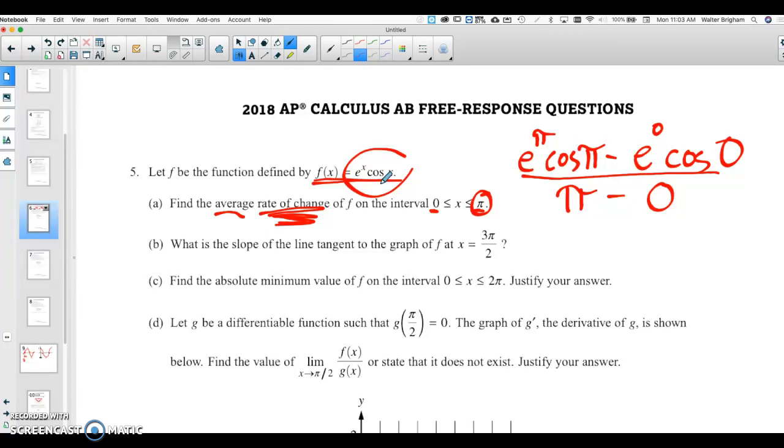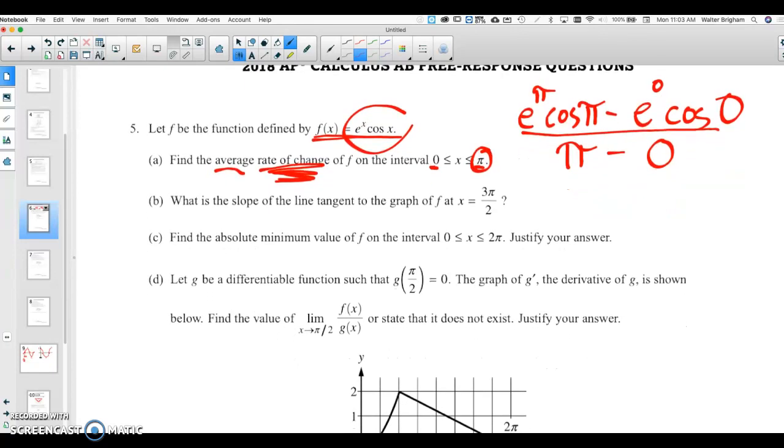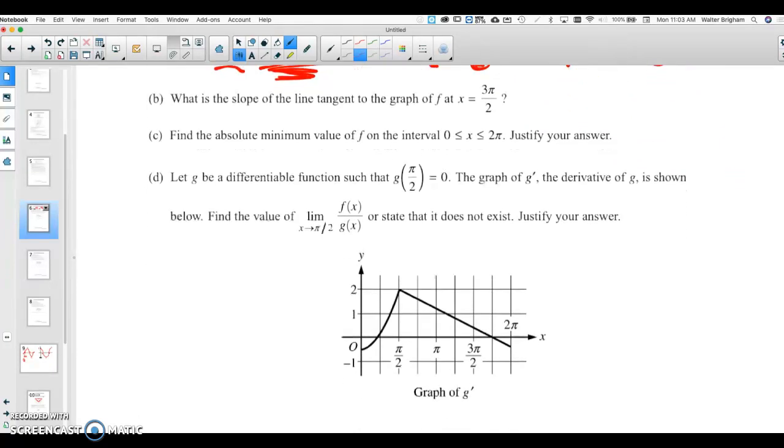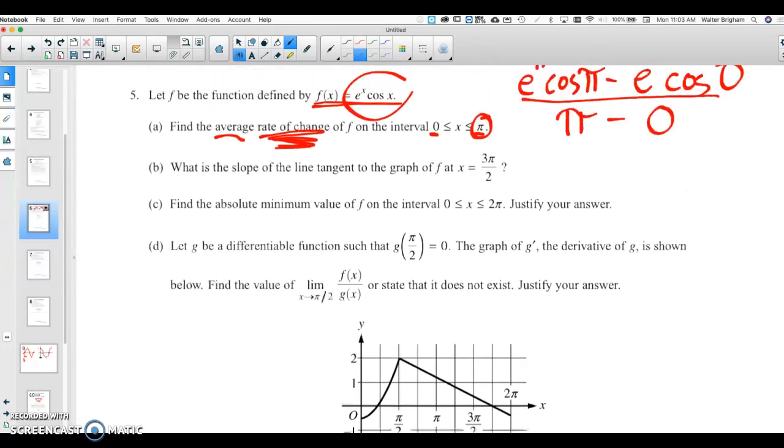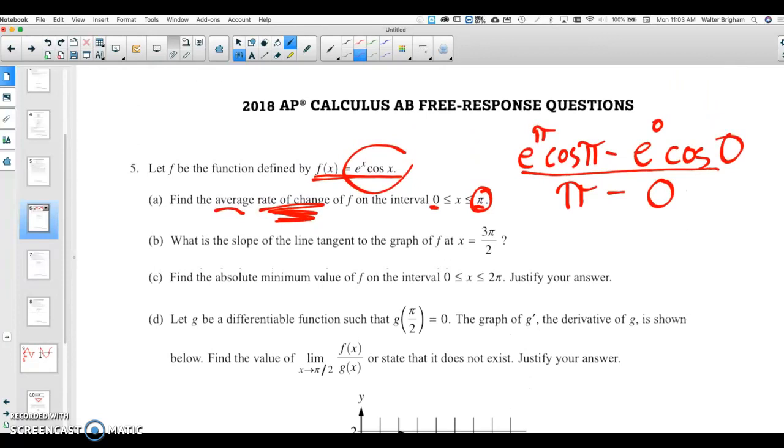They want us to know what is the slope of the line tangent to the graph of f at x equals 3 pi over 2. Let's look at the graph. Is this graph f? Oh, this graph isn't f. I can't use that graph yet. They want the slope of the line tangent to the graph. Well, Joe knows slope is f(b) minus f(a) over b minus a. Joe also knows slope is derivative. So that's right, Joe. They want me to take the derivative of this function and find the slope of it at x equals 3 pi over 2.